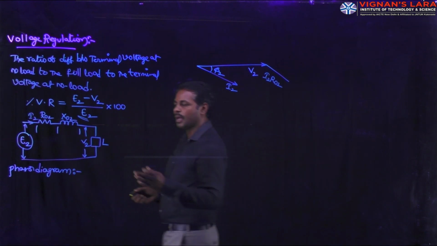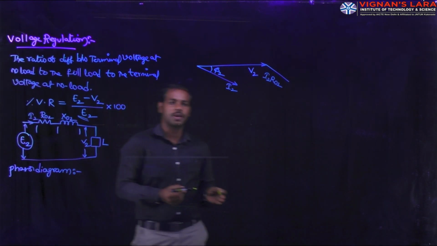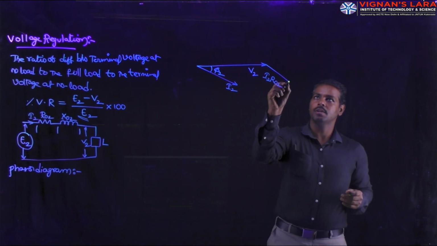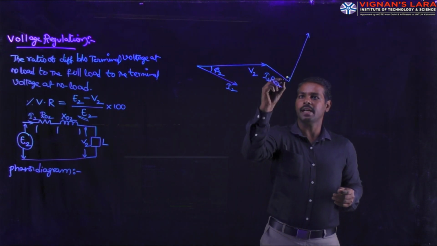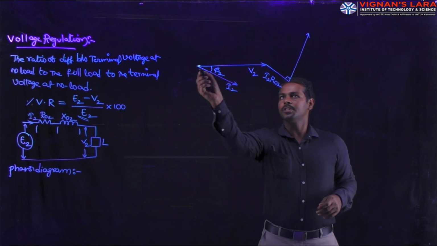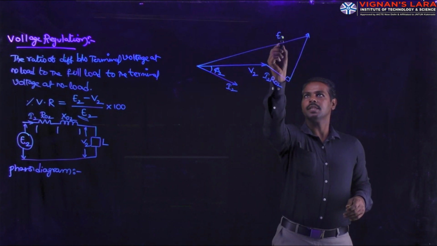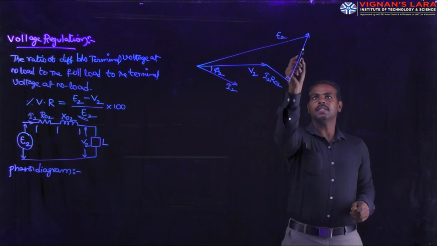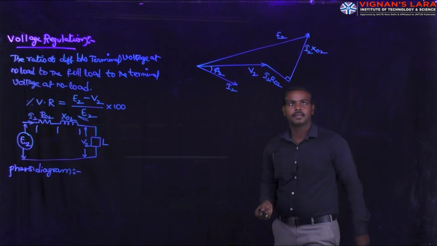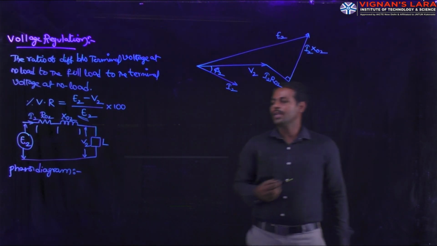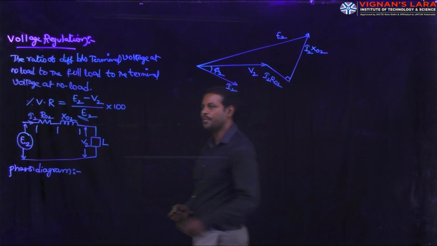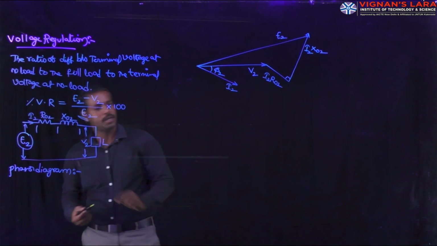The resistive component and the reactive component are always displaced by an angle of 90 degrees. The reactive drop is I2 into X02, and the resultant is E2. So we can easily identify the magnitude of E2, and then we can find the percentage of voltage regulation.